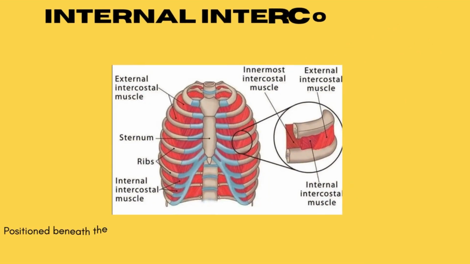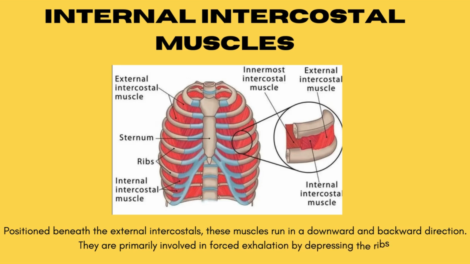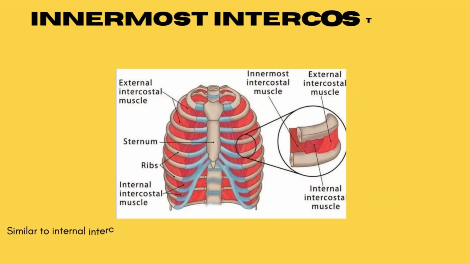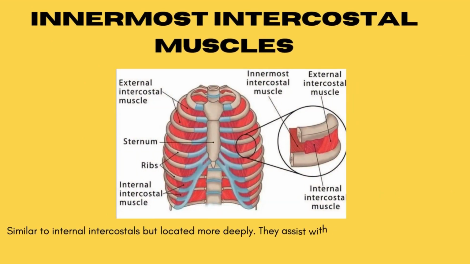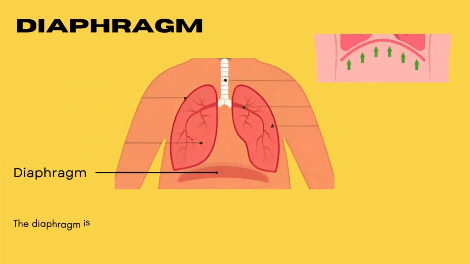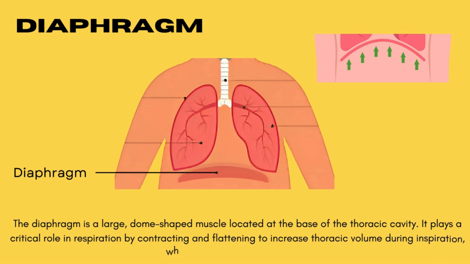Internal intercostal muscles. Positioned beneath the external intercostals, these muscles run in a downward and backward direction. They are primarily involved in forced exhalation by depressing the ribs. Innermost intercostal muscles. Similar to internal intercostals, but located more deeply. They assist with rib depression and are crucial for respiration. Diaphragm. The diaphragm is a large, dome-shaped muscle located at the base of the thoracic cavity. It plays a critical role in respiration by contracting and flattening to increase thoracic volume during inspiration, while relaxing during expiration.